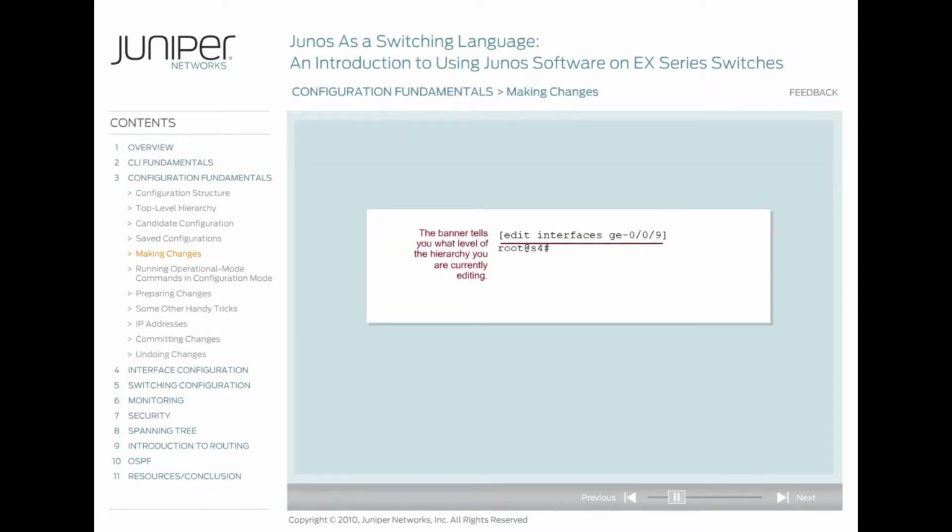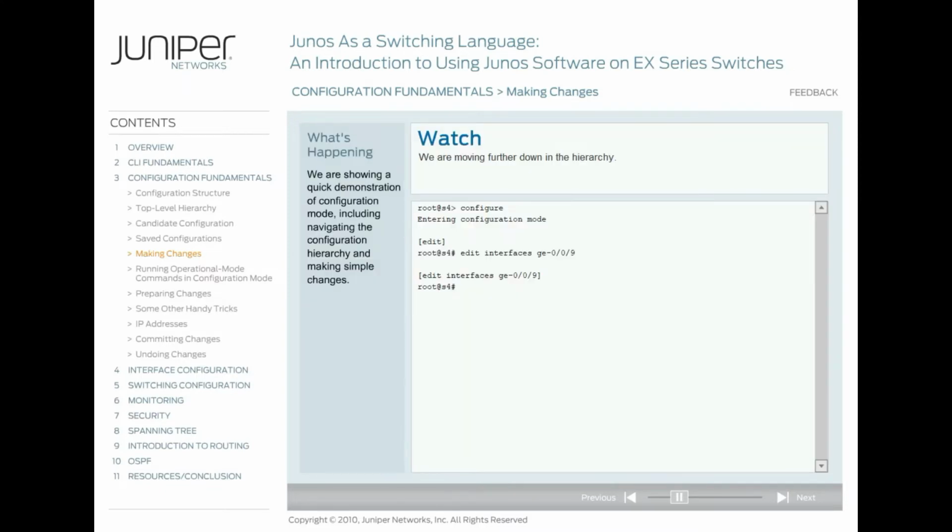The prompt is updated to reflect the changes we made. If we further decide we want to edit the unit 0 portion of the ge-0/0/9 interface configuration, we could type edit unit 0. The Edit command arguments are relative. Therefore, as we're already editing the interface's ge-0/0/9 hierarchy, we wouldn't type edit interfaces ge-0/0/9 unit 0, but only edit unit 0. Again, the prompt is updated to show the new configuration hierarchy that we're editing.